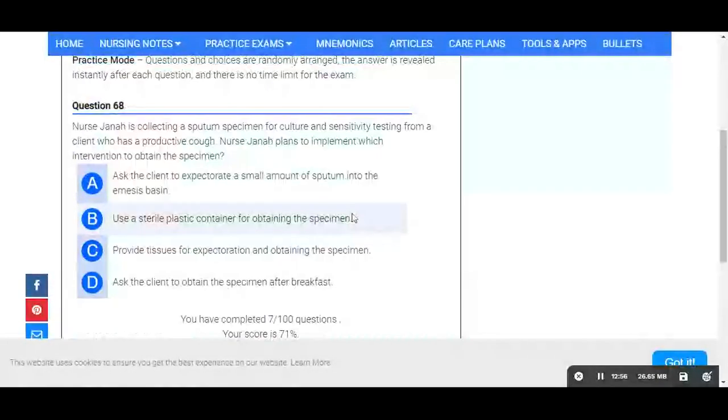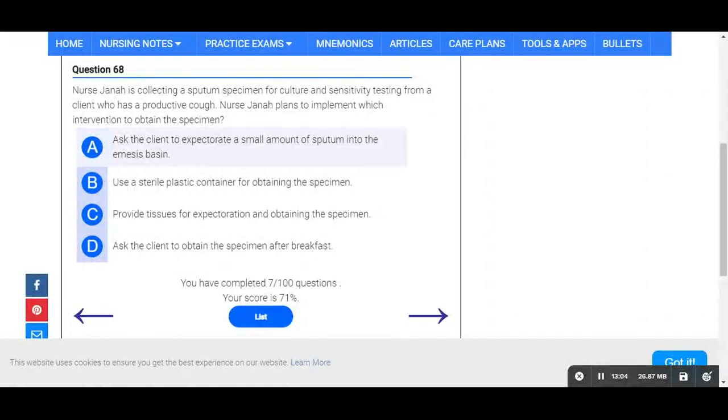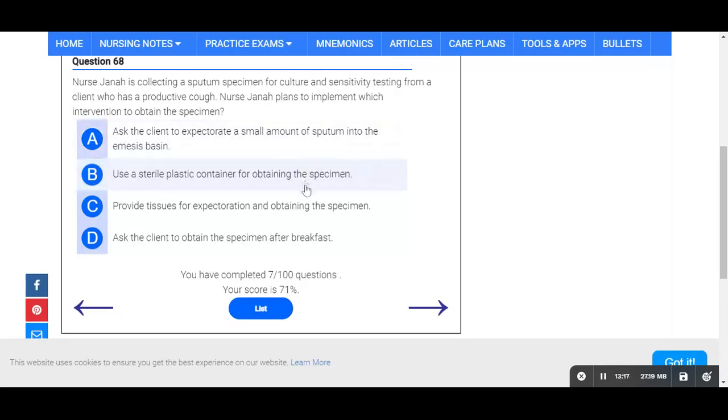Okay, next question. Nurse Jana is collecting a sputum specimen for culture and sensitivity testing from a client who has a productive cough. Nurse Jana plans to implement which intervention to obtain the specimen? Ask the client to expectorate a small amount of sputum into a basin. Use a sterile plastic container for obtaining the specimen. Provide tissues for expectoration and obtaining the specimen.